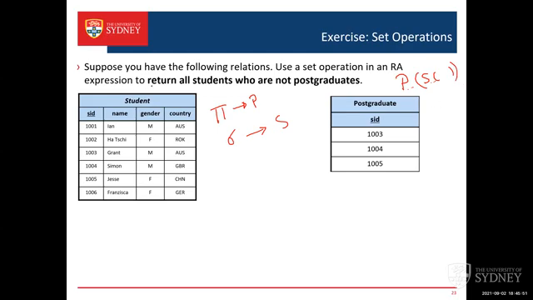So what should be the query for this one? Return all the students who are not postgraduate. So in here, we have all the students list. In here, I have the list of who are postgraduate students. Now I need to figure out who are not postgraduate. Try to write, and then we'll check.